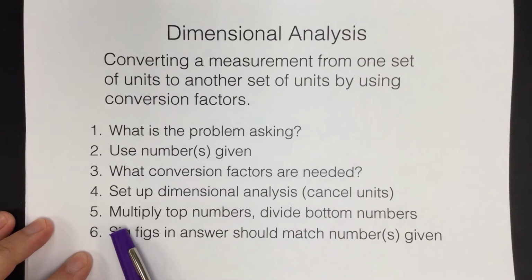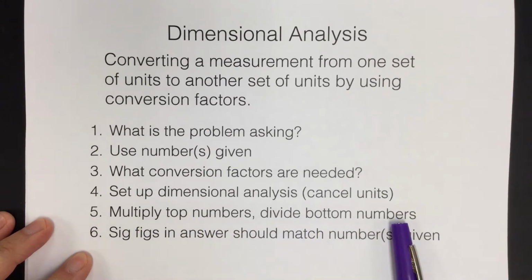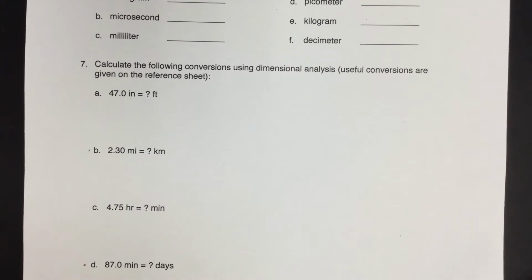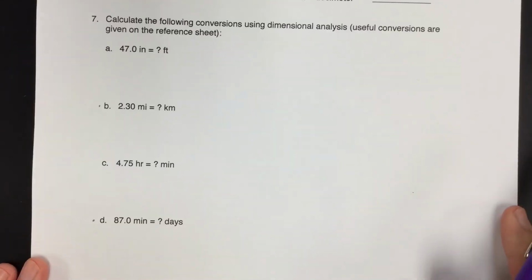And then once we have it all set up, we'll type it into our calculator by multiplying the top numbers, dividing the bottom numbers, and then rounding our answer to match the number of significant figures that were in the question. Okay, so we'll go through a few examples here, starting with 7b.